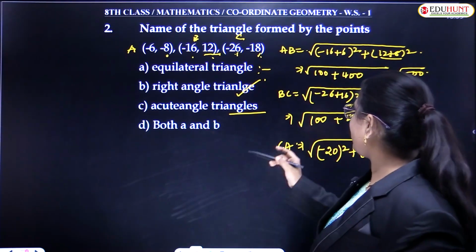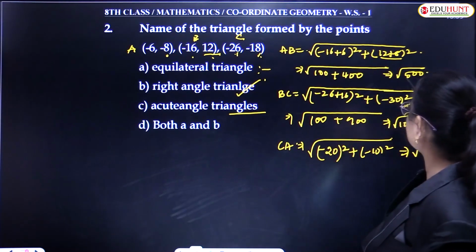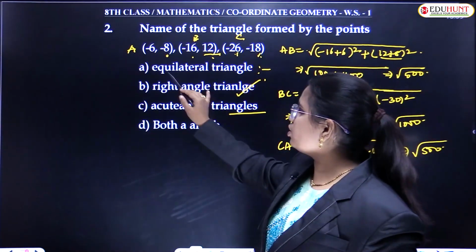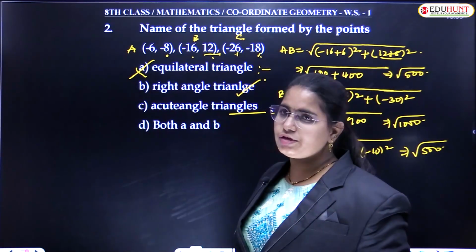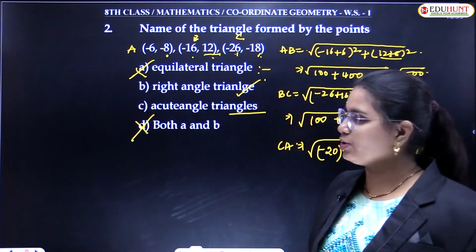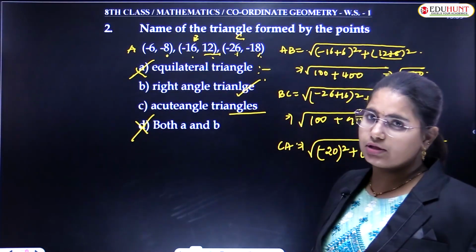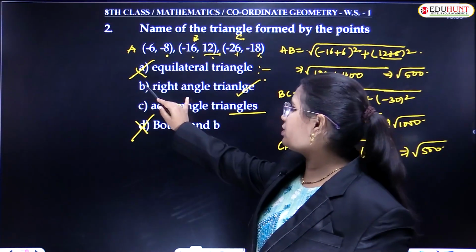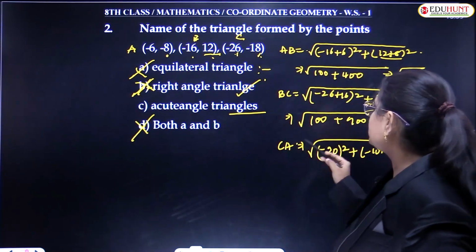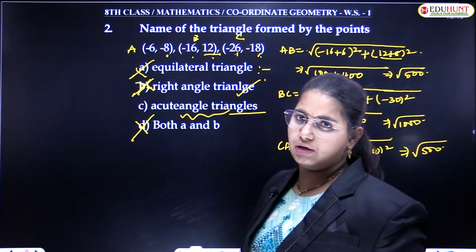So from observing these three distances, obviously the distances are not equal. So from the given options it is not an equilateral triangle, and option D will also get cancelled because it is having both A and B. So it is not the correct one. As per right angle triangle also we cannot consider, right? So let's check whether it is an acute angle triangle or not.